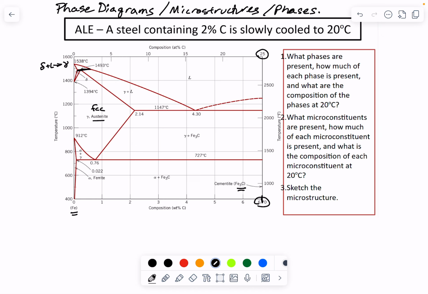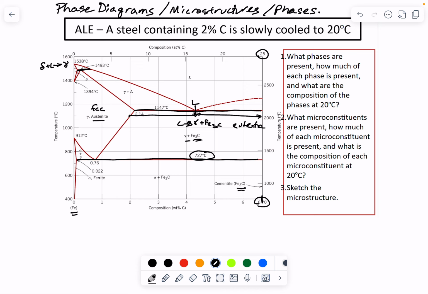The second invariant reaction occurs right there at 1147 degrees C. Here we have liquid turning into the phase that we find on the left-hand side, which is gamma, and the phase on that side, which is Fe3C. So this reaction is liquid turns into gamma plus Fe3C, and that is a eutectic reaction.